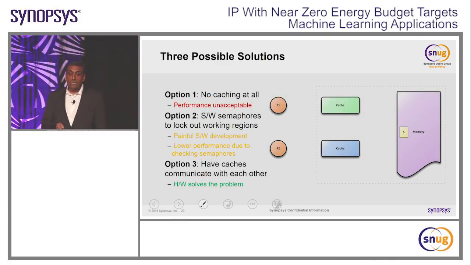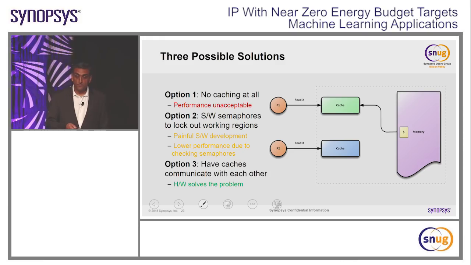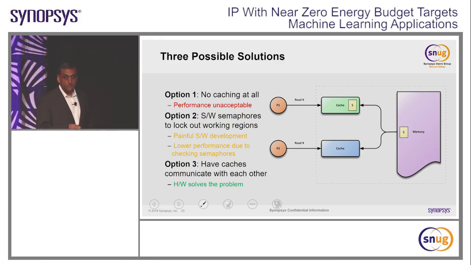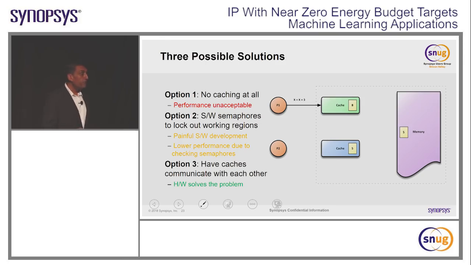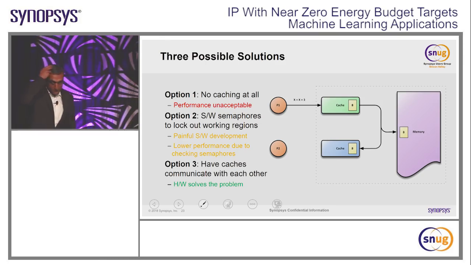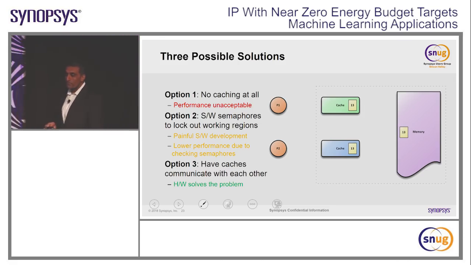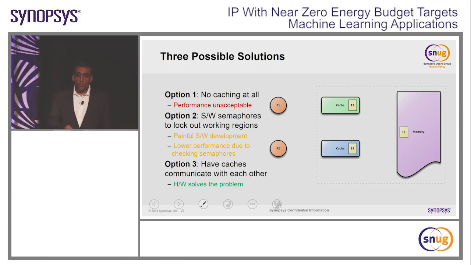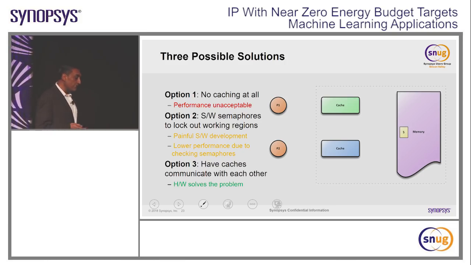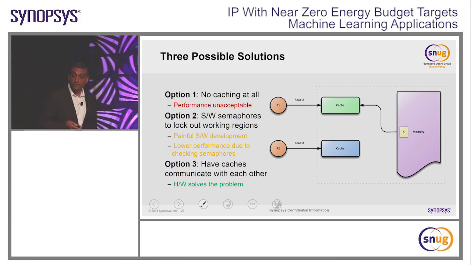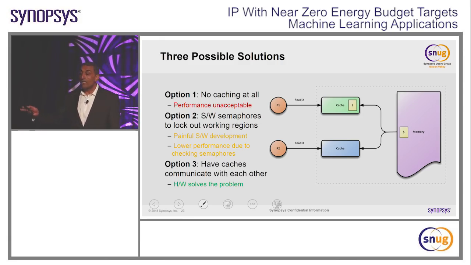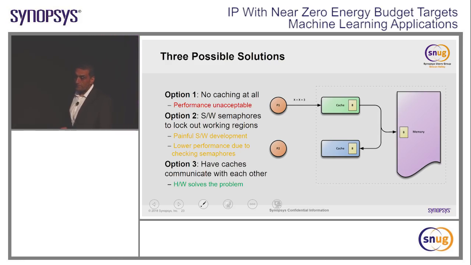All right. There are three possible solutions to this problem. Number one, you can remove the cache altogether, okay? That's kind of like a major surgery, you know? You can kind of survive, but the performance isn't quite acceptable. Option two is a software approach, which has been done for many, many years. It's to use semaphores, and the semaphores are coded. They have lockout regions. It's kind of painful in terms of software development, and it is lower performance because of the checking semaphores you have to use.